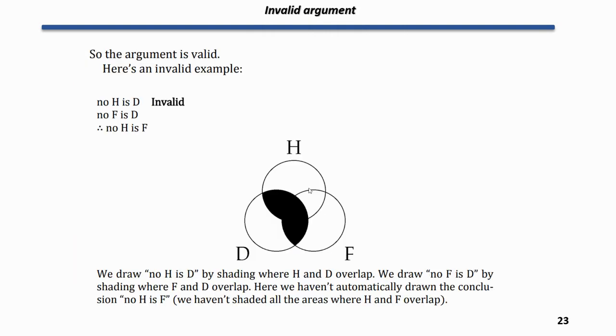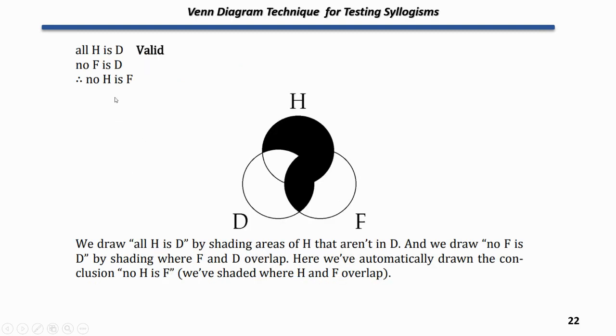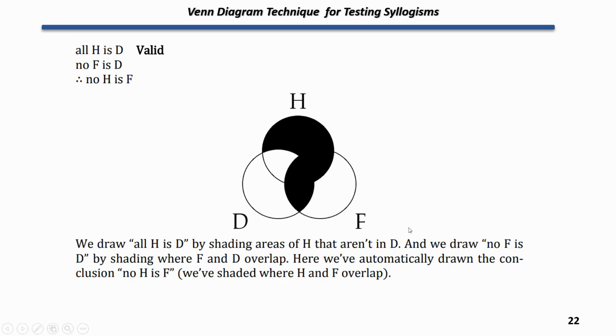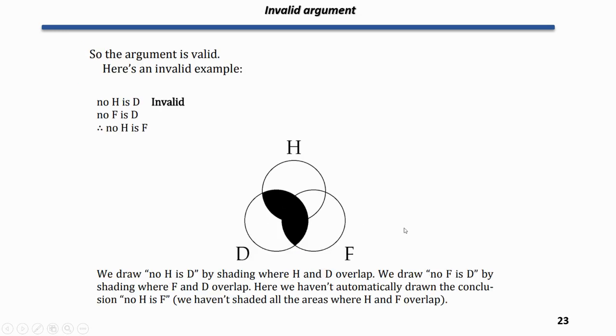The first argument was valid, as we have described. Now coming to the second one. The first one was the affirmative one. If you follow, all H is D, no F is D. So all H is D means A premises were there, and no F is D means E premises were there. Sorry, not E. What will it be? O premises. Yes, E premises are there. I'm confused.